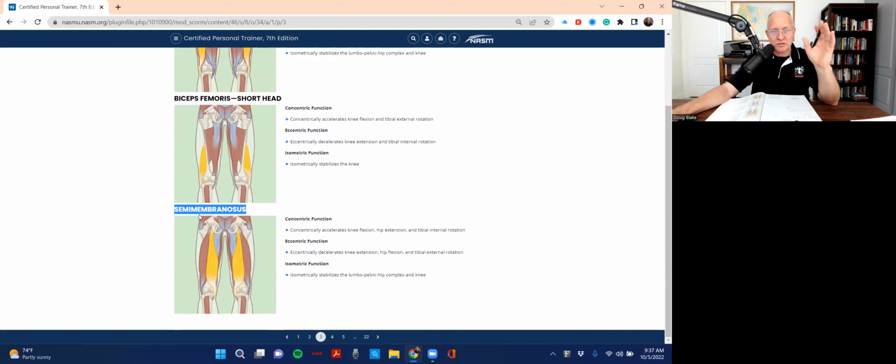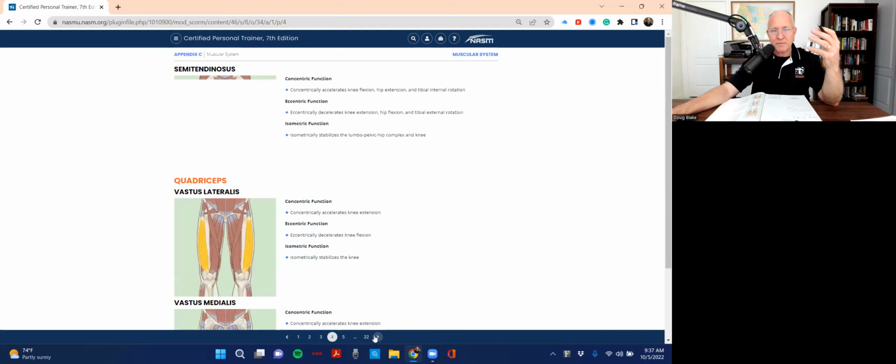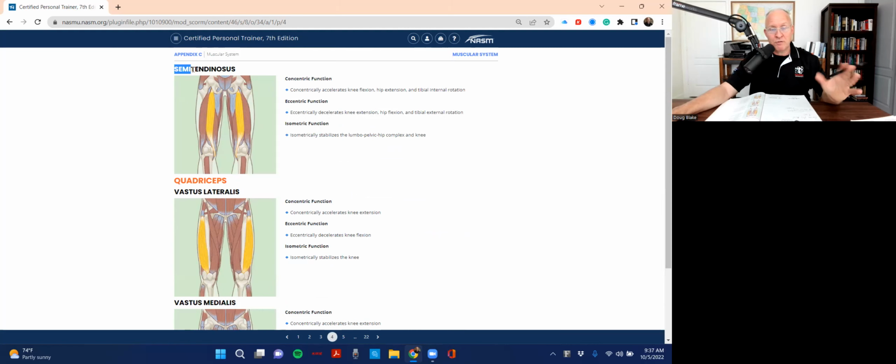I hear the craziest things. So semimembranosus, and then the other one is what's known as the semi. I'm from New York, so forgive me for my pronunciation. Semitendinosus. So semimembranosus, semitendinosus, and those are your hamstring. That's the hamstrings complex.